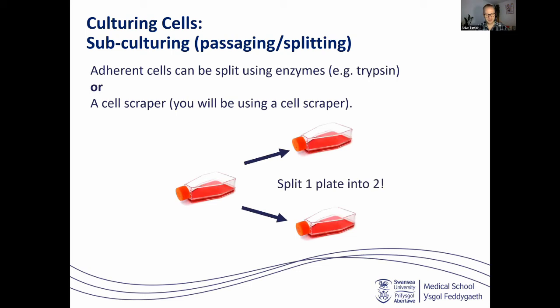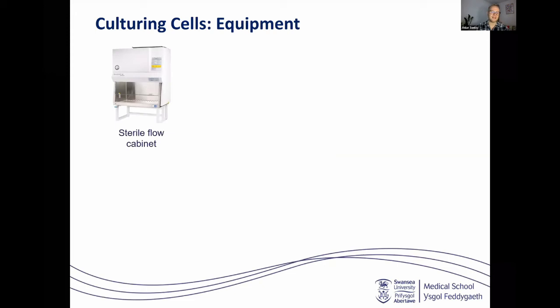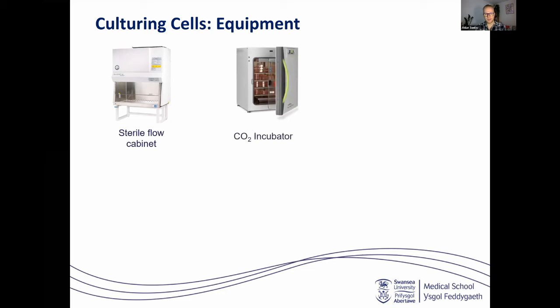Now, when we're growing cells, we need a number of very specialist pieces of equipment. We need a sterile flow cabinet. In the video that I'm going to show you in just a couple of minutes, you will see this, and I'll explain a little bit more about that. It provides a sterile environment, even sterile air, to make sure that you're not getting loads of bacteria, yeast and fungi in it. So I'm not going to spend too much time explaining that. We also need a gas incubator, so a CO2 incubator, to allow the cells to have all the gas that they need in order to survive. We need somewhere to put them, so cell culture flasks.